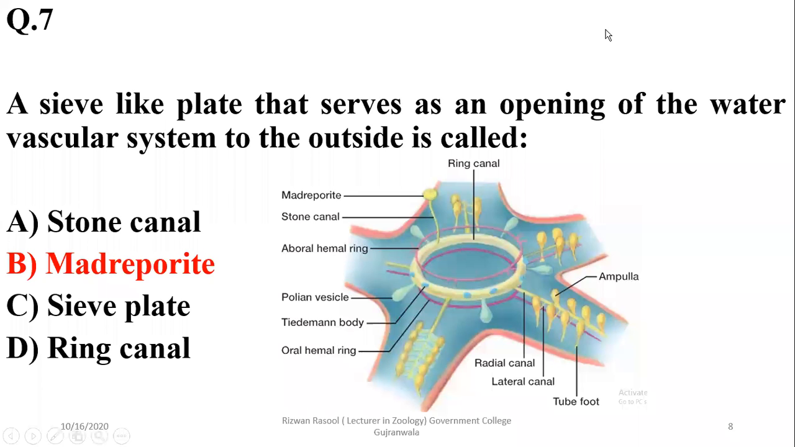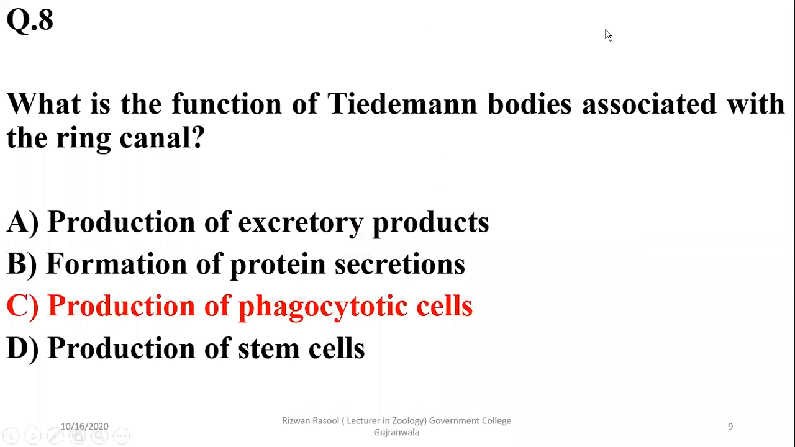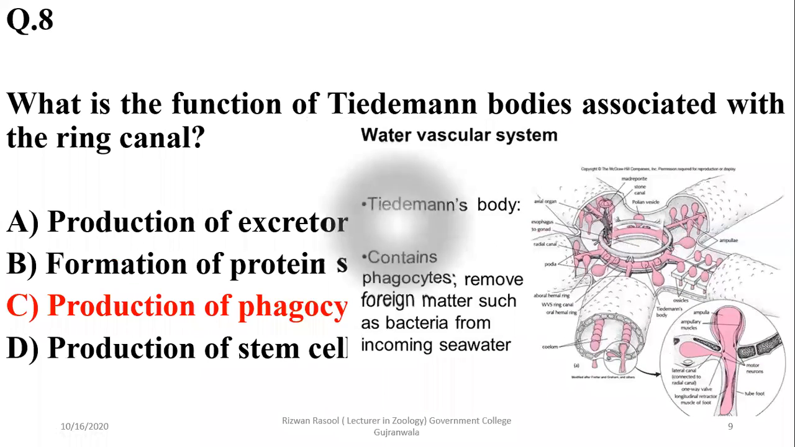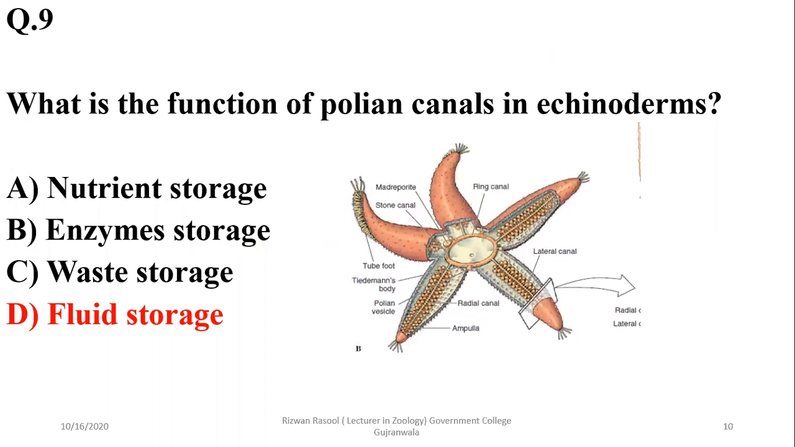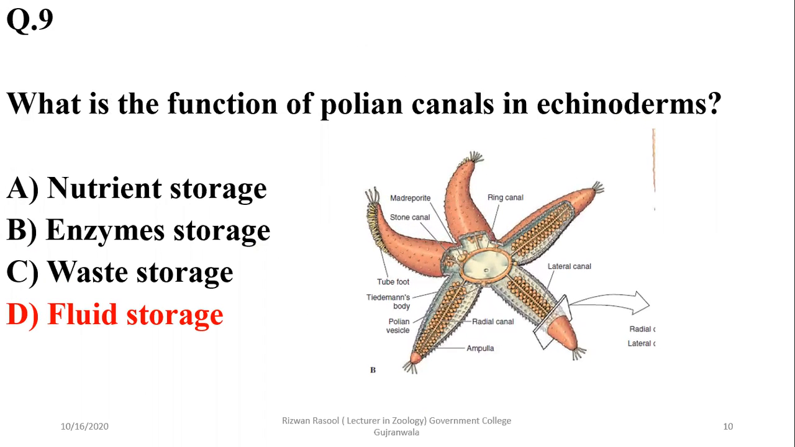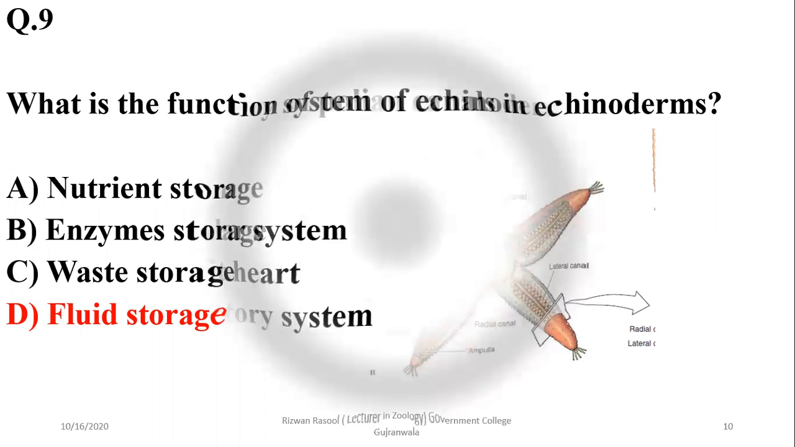Question number 9. What is the function of Polian vesicles, which are present beside these Tiedemann bodies as well? They are actually structures involved in storage of fluid. So the right option will be delta in this case. You can also see Tiedemann bodies or Polian vesicles over here in this cross section.